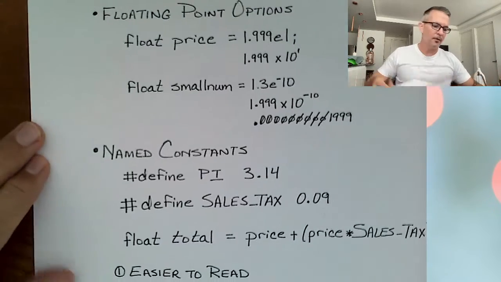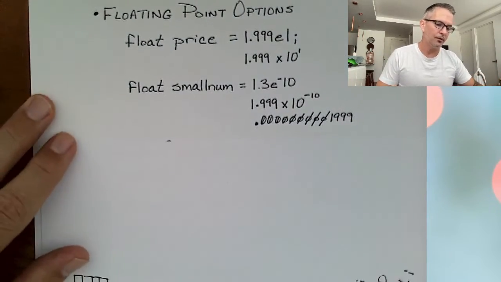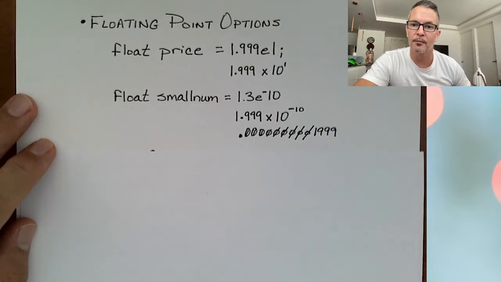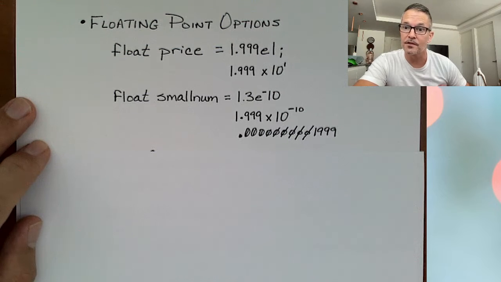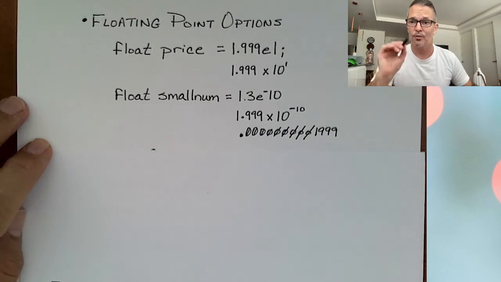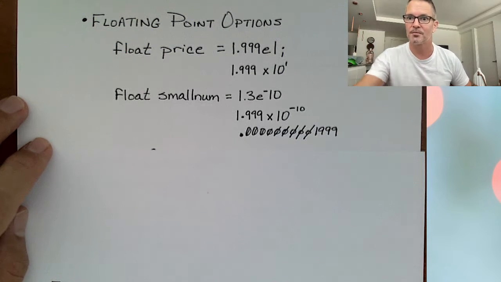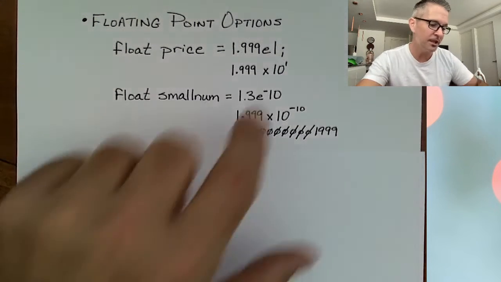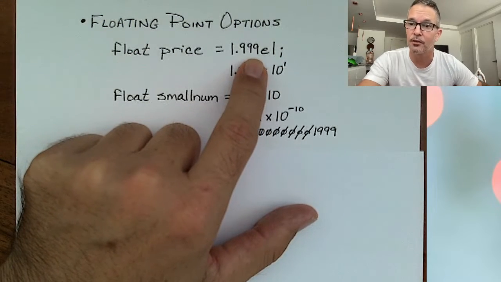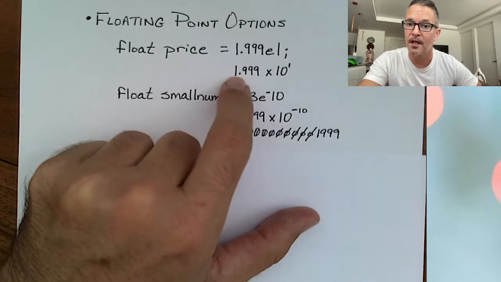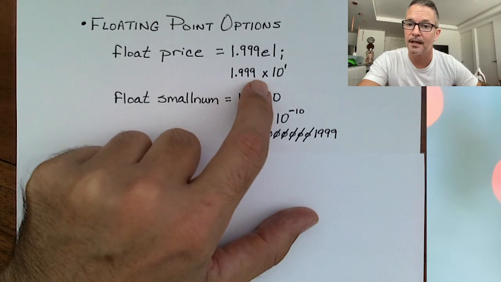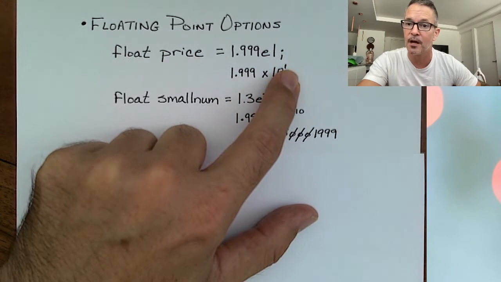Now, a few other concepts. Let me walk you through how floating point numbers can be specified. You've already seen the most straightforward way to specify a floating point, and that's just writing a decimal number with a decimal point and numbers after the decimal point. Optionally, you can write them in scientific notation. This example here is synonymous with saying 1.999 times 10 to the first power.